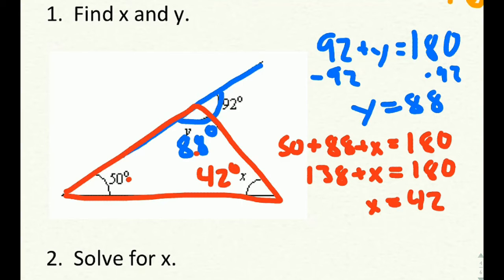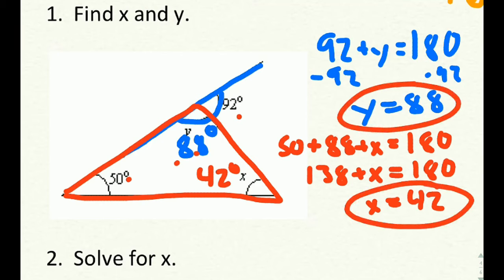And just to check that this all makes sense, 88 plus 92 does equal 180. 42 plus 50 is 92, and then again plus 88 is 180. So both my triangle and my linear pair here check out. So I'm going to have x equal to 42, y equal to 88.